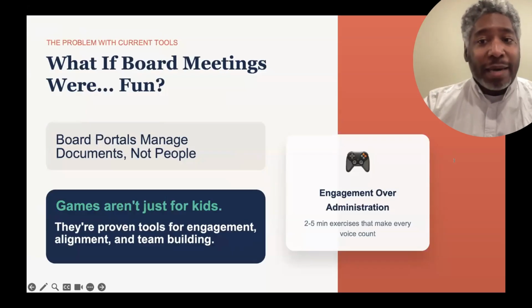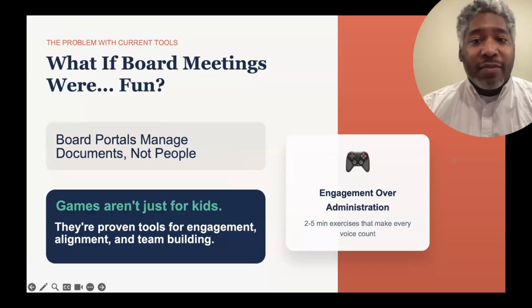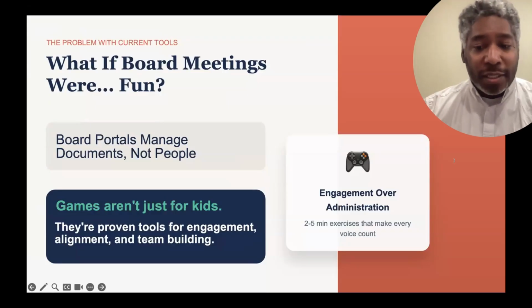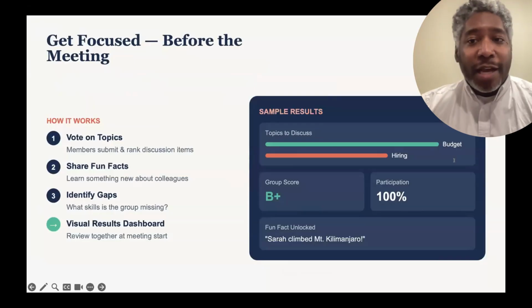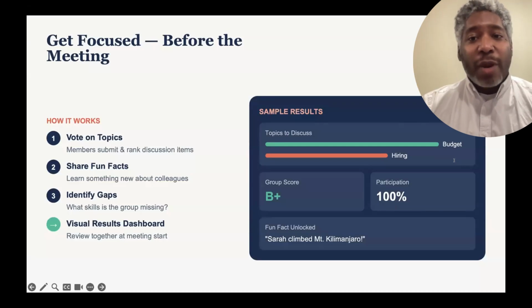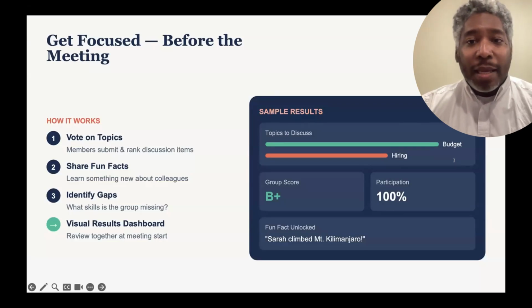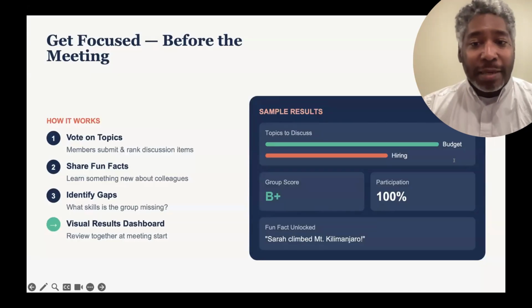Zito is different. It's not a portal. It's a set of quick exercises before and after the meetings that activate your board and make the meetings fun and focused. The first exercise is Get Focused, done before the meeting even starts. This doesn't replace your agenda, but it makes getting ready for the meeting more engaging. Members vote for what topics they want to discuss, democratizing the agenda. They share fun facts about each other, building real connections, and it identifies skills and knowledge the group is missing.